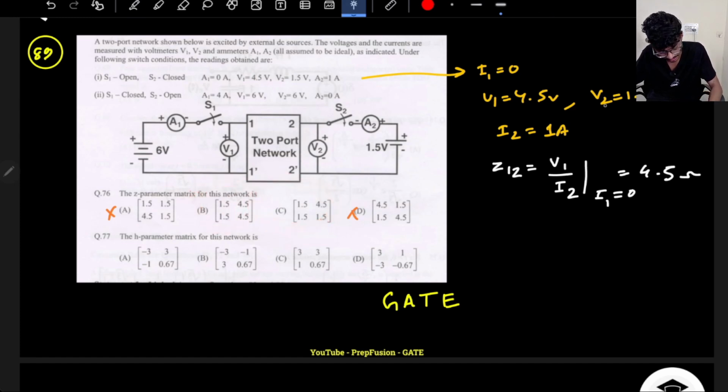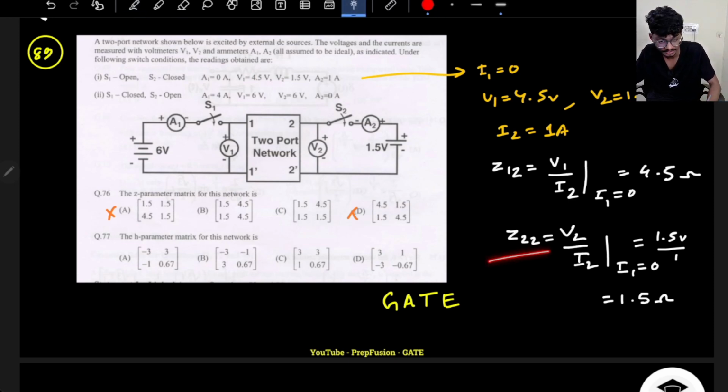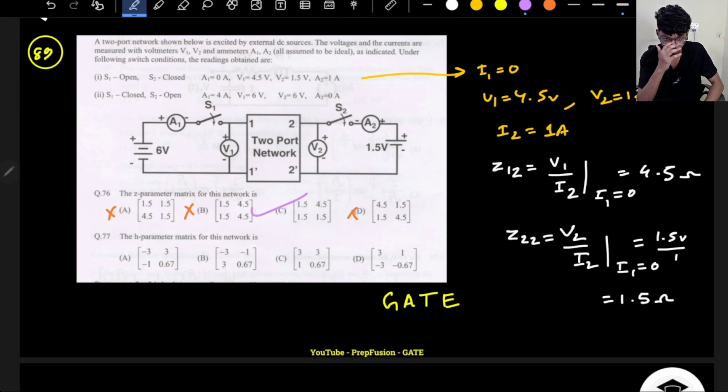Now let's calculate Z22. Z22 will be V2 by I2 when my I1 is 0 again. So V2 is 1.5 volts, I2 is 1 ampere, so it will be 1.5 volts divided by 1 ampere, so it will be 1.5 ohms. So the second row, second element will be 1.5 ohms. This is 4.5, this is 1.5, so of course this one is again eliminated. Only one option is left, option C will be correct. So let's cross verify.